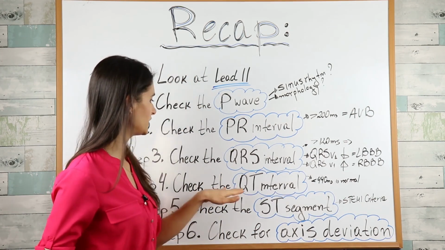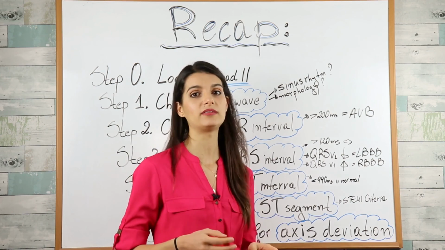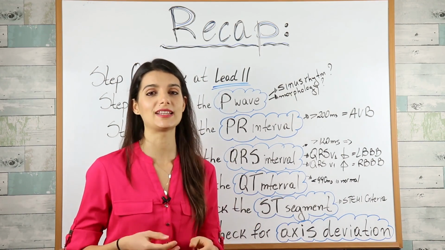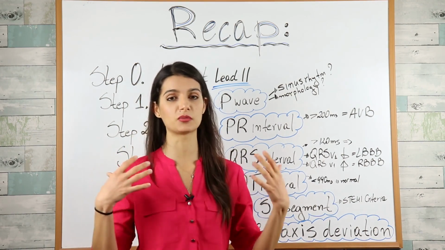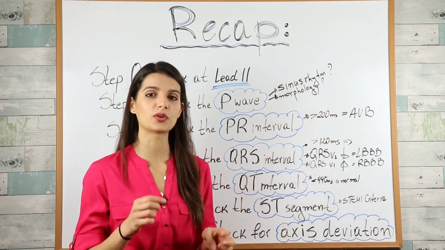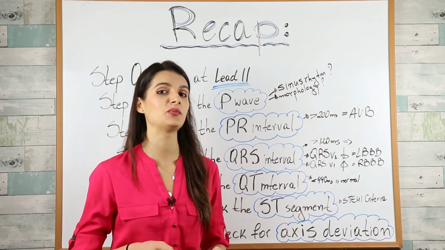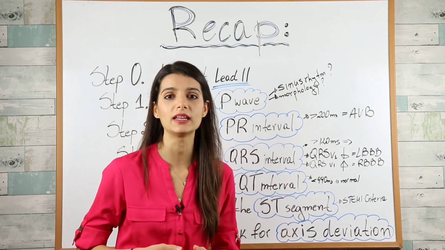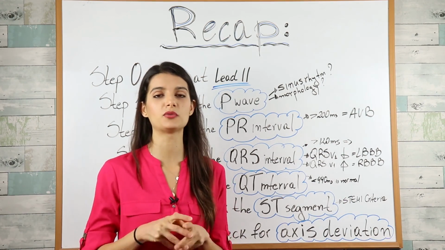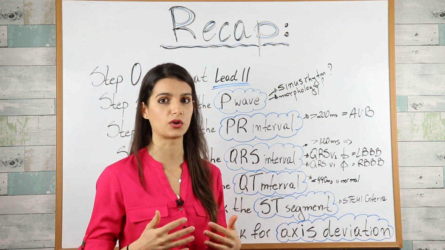Now step 4 was check the QT interval. Here you have to remember the values. QTc less than 440 milliseconds is normal for both genders. QTc more than 450 milliseconds for men and more than 470 milliseconds for women is long QT syndrome. So you have to look for any acquired or congenital causes.